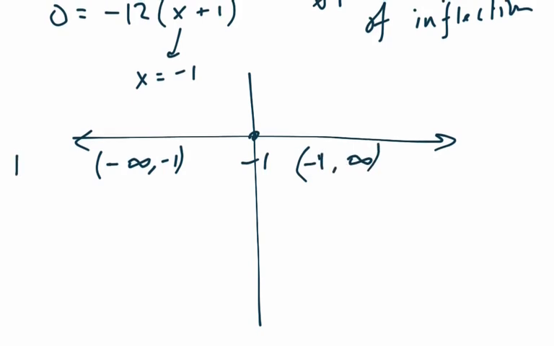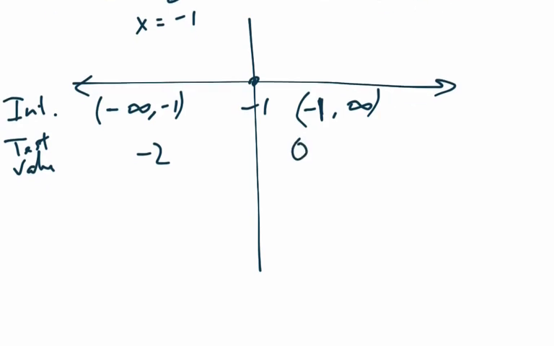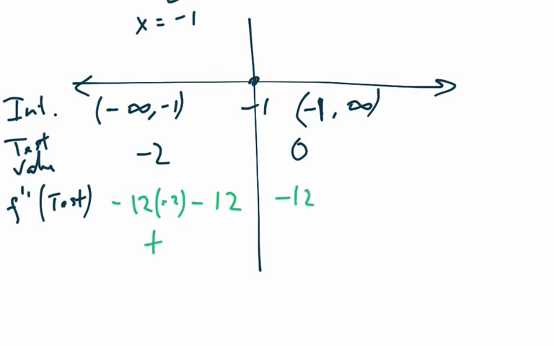And in the same way, we have intervals, and we are going to pick a test value. For -infinity to -1, we'll pick -2. And from -1 to infinity, we'll pick 0. That's not too bad. And then we'll do f double prime of our test value. So if I do that, I'm going to have -12 times -2 minus 12. We already did this calculation. It's 24 minus 12, which is a positive value. And here with 0, it's -12 times 0 minus 12, which is a negative value.